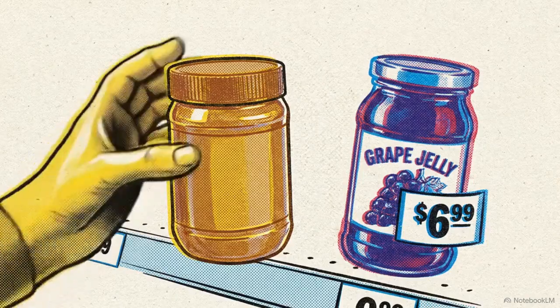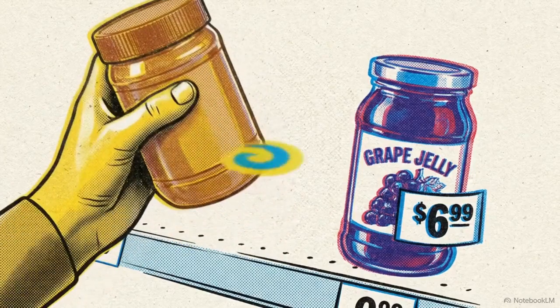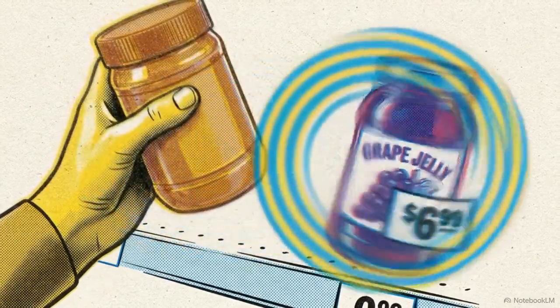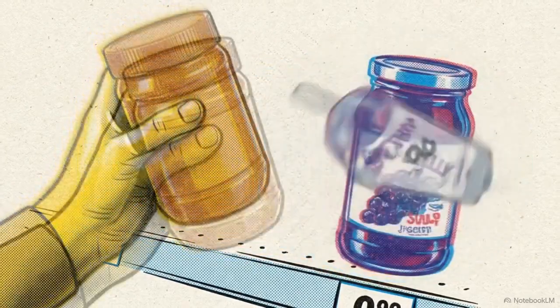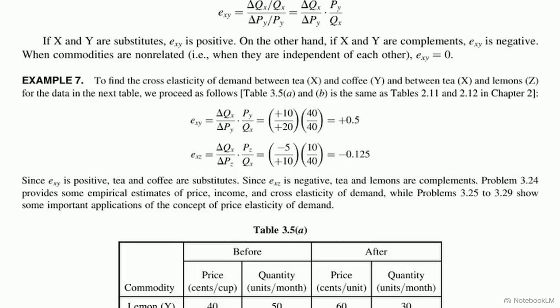By testing how the demand for one item reacts to the price change of another, we find the cross-elasticity of demand. Look at this calculation based on the data in Table 3.5a, testing the cross-elasticity between tea and coffee. It yields a positive 0.5. If the resulting coefficient is positive, the two goods are substitutes. If the price of coffee goes up, consumers swap it out and buy more tea.